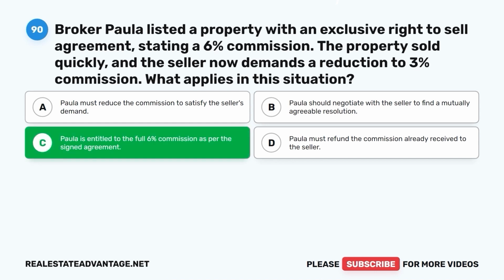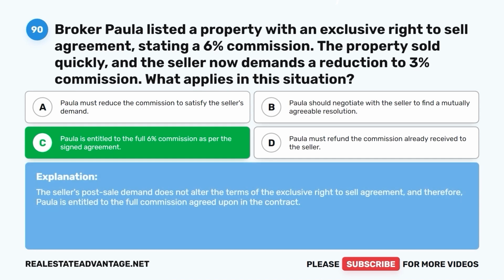The correct answer is C. Paula is entitled to the full 6% commission as per the signed agreement. The seller's post-sale demand does not alter the terms of the exclusive right to sell agreement, and therefore Paula is entitled to the full commission agreed upon in the contract.